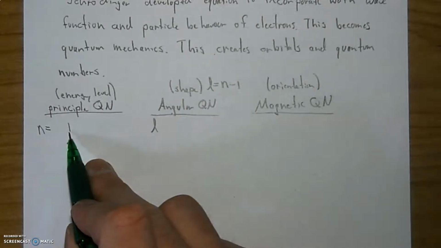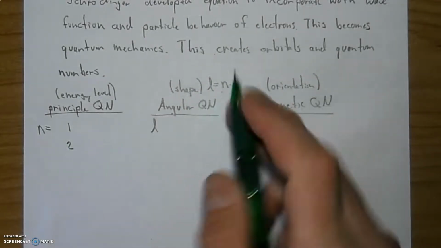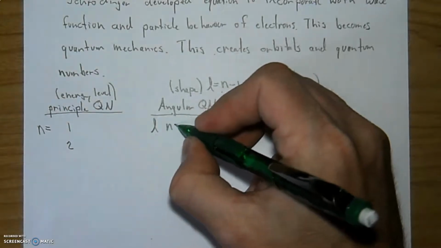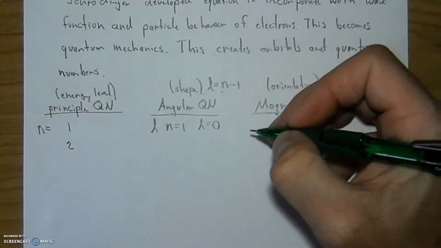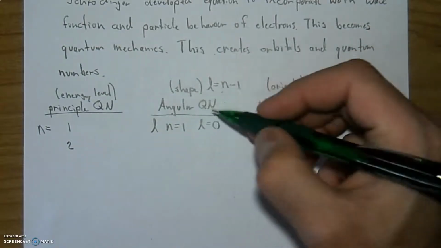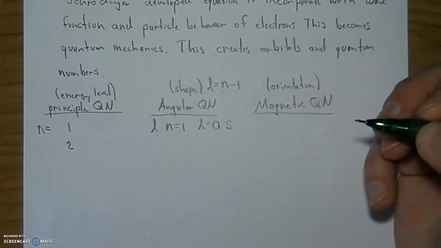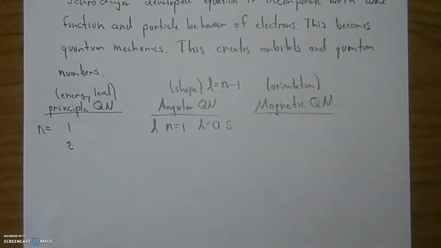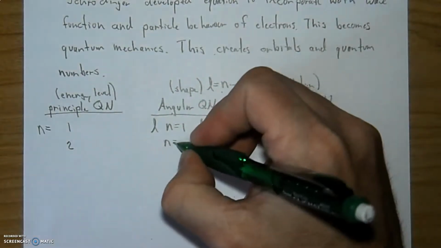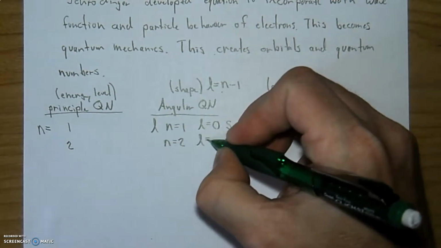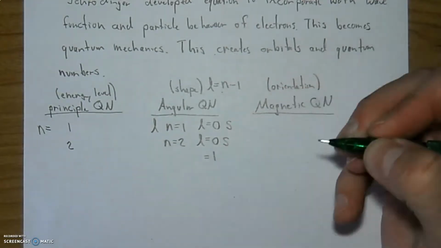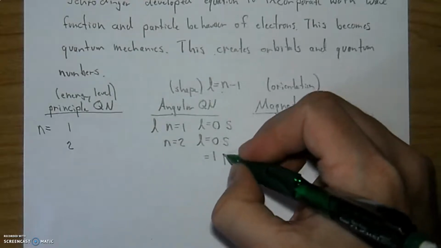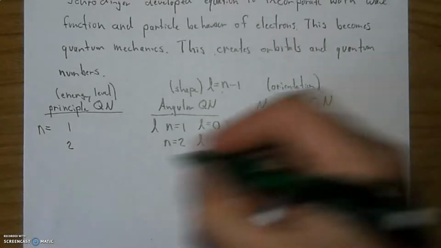So for example, if n is 1, then L for n equals 1 is going to be 0. And we call this angular quantum number 0 shape S, so the S sublevel. Next, for n equal to 2, for L we still have 0, which we call S, but we also have 1. And for 1, we call that P, so the P sublevel. We have these options available to us.